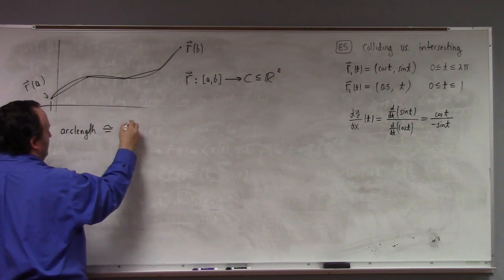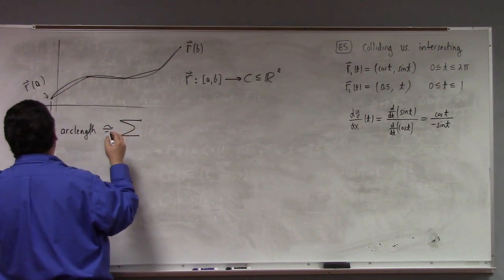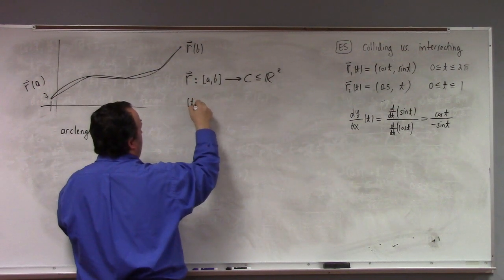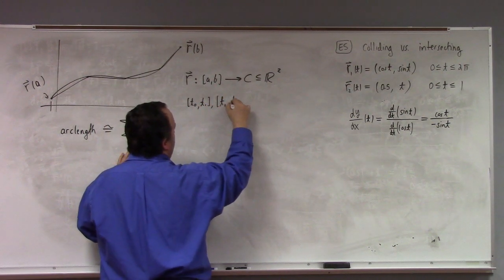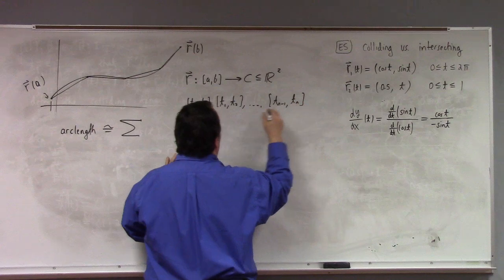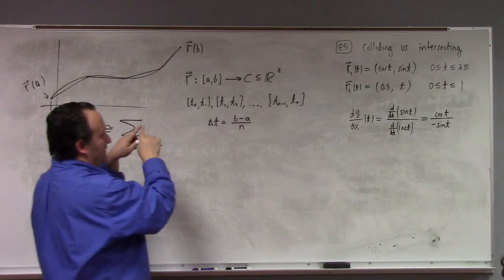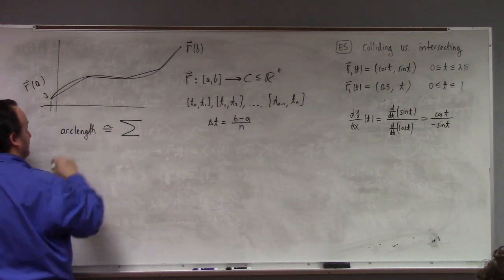So the arc length is approximately what? The sum. Let's see. I guess we should partition it into t0 to t1, t1 to t2, our usual song and dance, up to t(n-1) to tn, where delta t is (b minus a) over n. So take the domain and partition it into n equal time segments, and then you'll have correspondingly n little displacements on the arc like that.